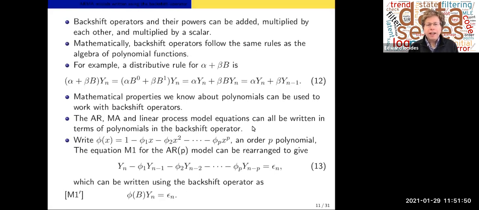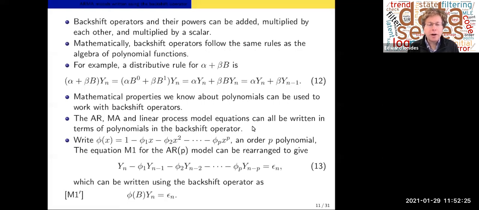One of the nice things about backshift operators is that mathematical properties we know about polynomials can be used to work with backshift operators. And again, you may not have thought much about the mathematical properties of polynomials for a while. And so it's kind of fun to see that they become useful for time series analysis. Okay, so let's first write the ARMA and linear process model equations in terms of polynomials in the backshift operator.